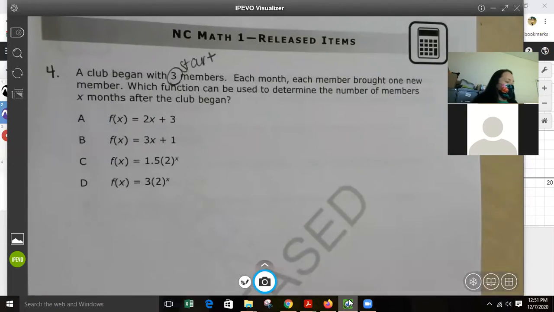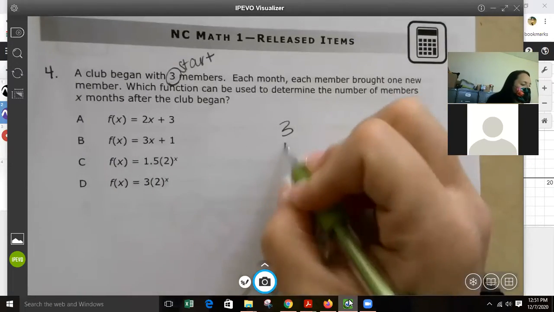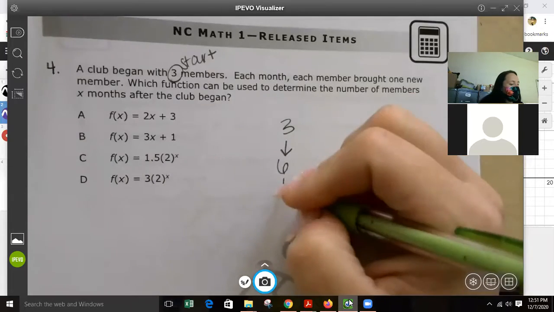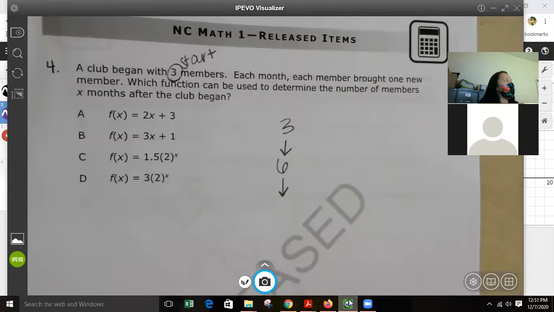Each month, each member bought 1 new member. Okay, so if there's 3 to begin with, how many would there be the next time if each one brought 1? 6. How many would there be the next time? If 6, each person brought 1, 12.